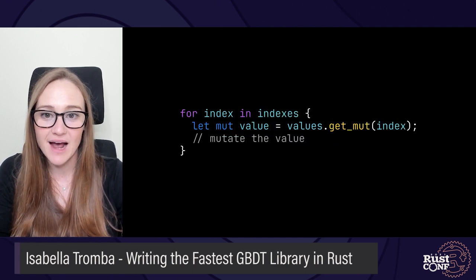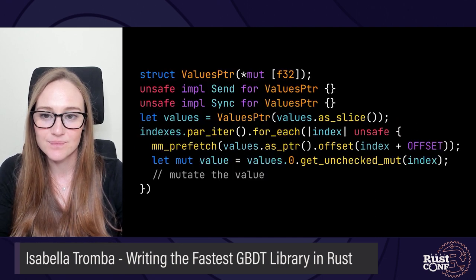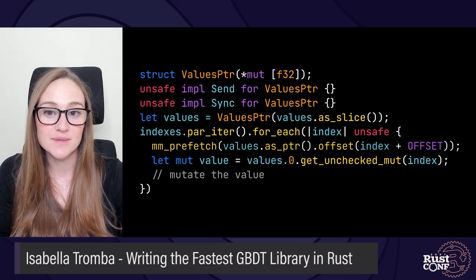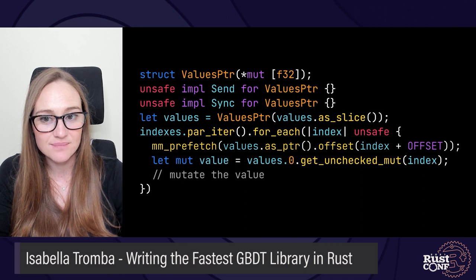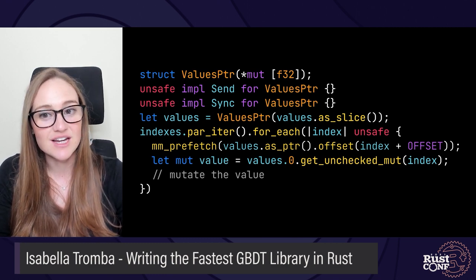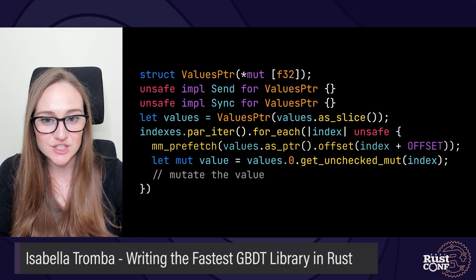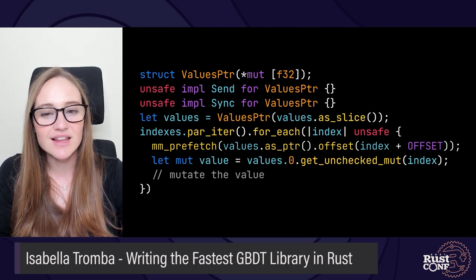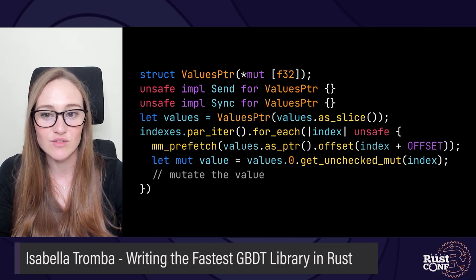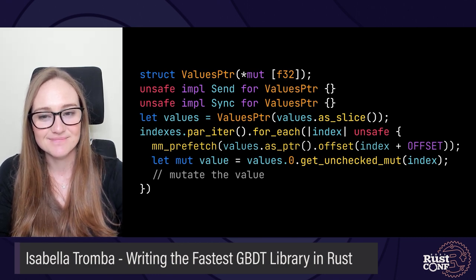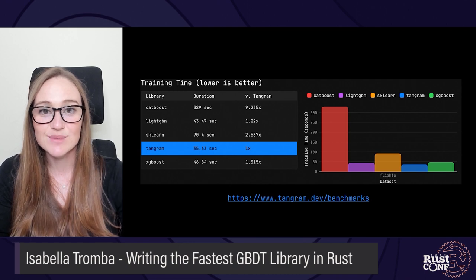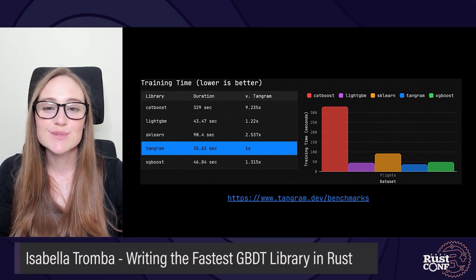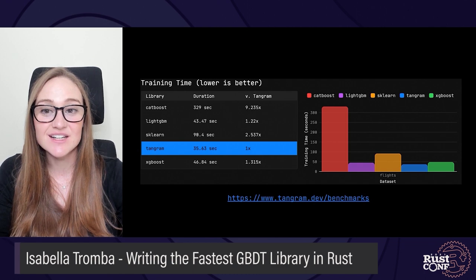So, going back to the code we started out with, combining the four optimizations together, making sure that the values array is a contiguous slice, prefetching values so they're in cache, removing bounds checks because we know that the indexes are always in bounds, and parallelizing over the indexes because we know they never overlap, this is the code we get. And the results are great. Tangram's gradient-boosted decision tree library is faster than leading open source alternatives.